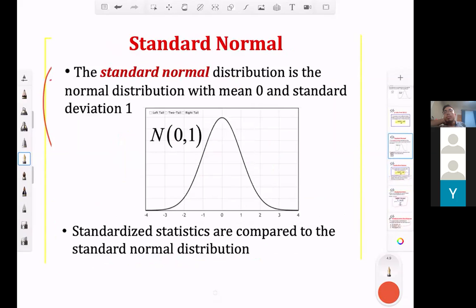So this is a beautiful bell-shaped standard normal. The mean is 0 and the standard deviation is 1. So it's 2 standard deviations and 3 standard deviations. The standard normal distribution is the normal distribution with a mean of 0 and a standard deviation of 1. That's the standard normal. So this is the null, and that's the standard deviation. Standardized statistics are compared to the standard normal distribution.